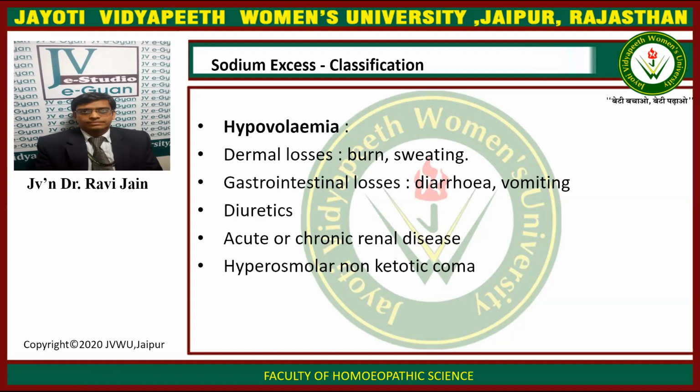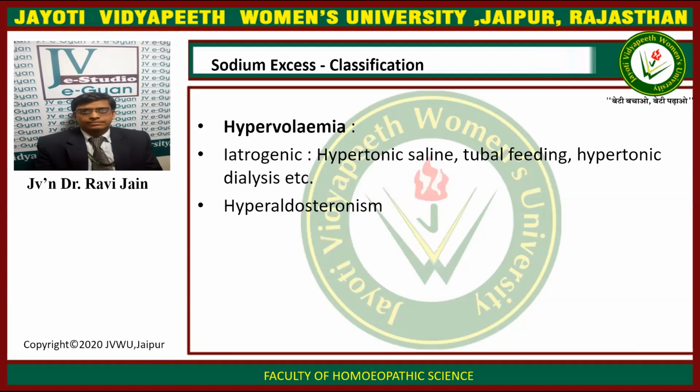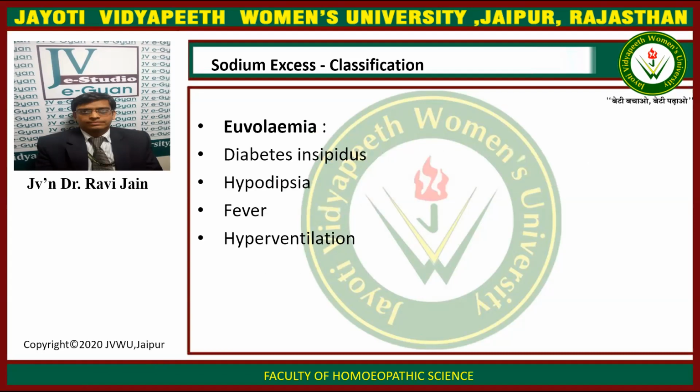Acute or chronic renal disease can also result in hypovolemia. Hyperosmolar non-ketotic coma is also responsible for hypovolemia and causing sodium excess. Hypervolemia can occur due to iatrogenic, that is, hospital-associated causes, in which hypertonic saline, tubal feeding, or hypertonic dialysis is administered. The other condition of hypervolemia is hyperaldosteronism. Euvolemia with hypernatremia occurs in diabetes insipidus, hypodipsia, that is decreased thirst, fever, and hyperventilation.